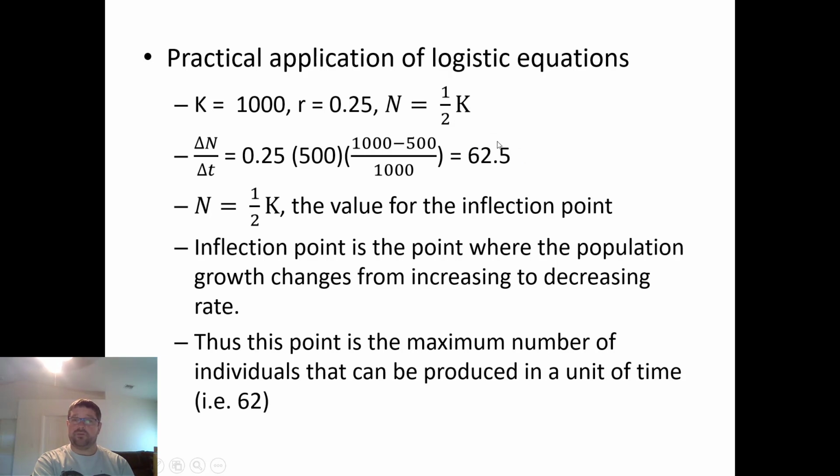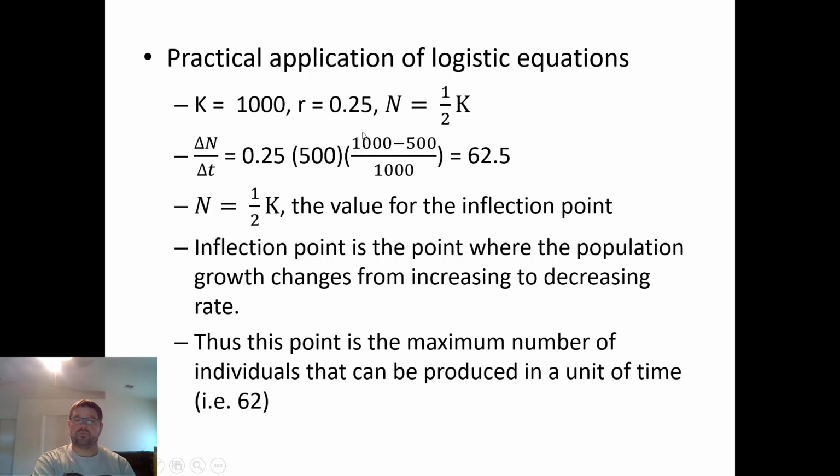Now, what that tells us is we can take 62.5 individuals out of the population and not change the population size. The population size should remain at 500, because 62.5 is what we'd expect to be just added individuals into the population. Now, obviously, you're not just taking the new individuals. You're taking individuals out of the population, and you could take 62.5, and it wouldn't change the population size.